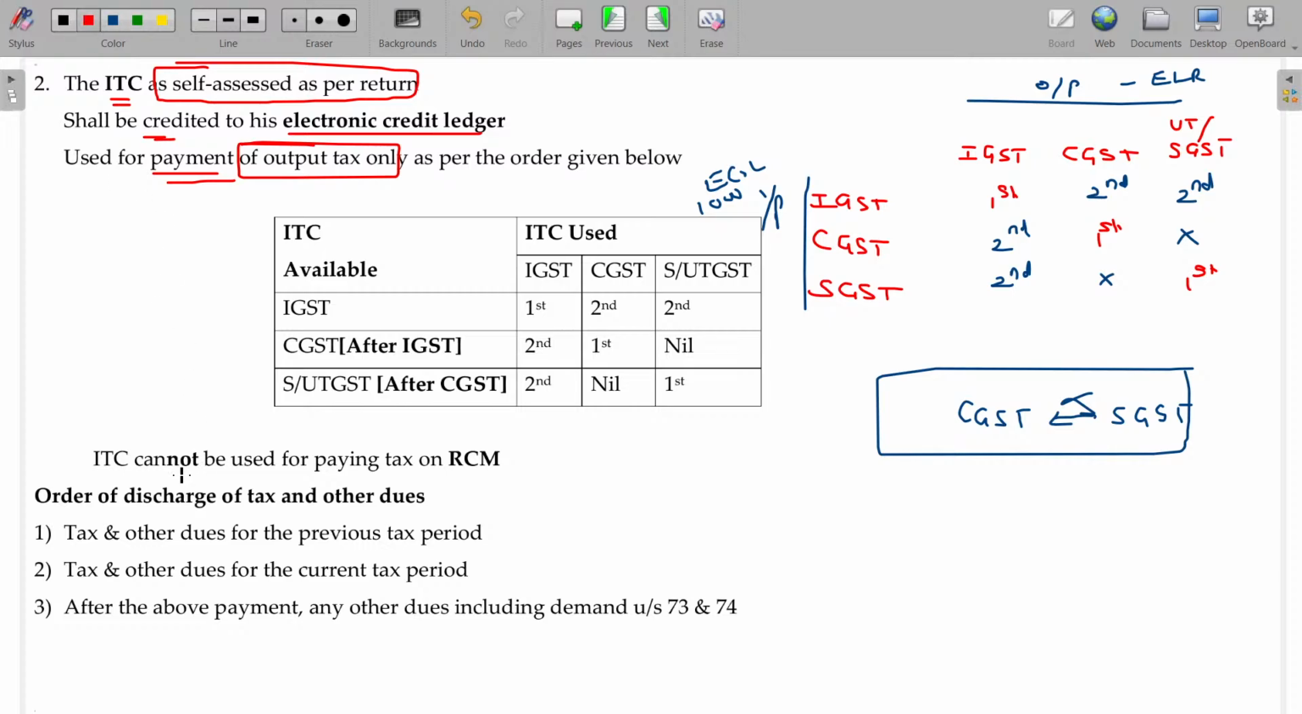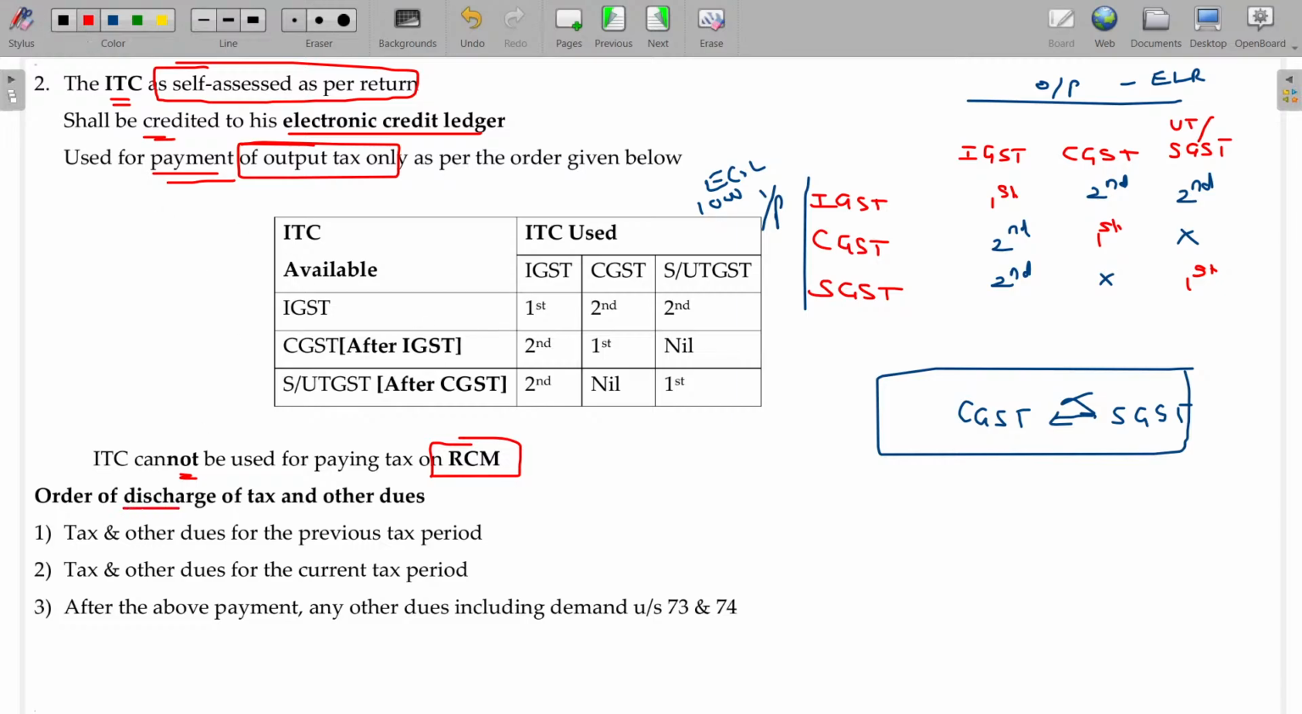So ITC cannot be used for paying on an RCM basis. Okay, ITC cannot be used. In case tax is payable under RCM, you have to pay using the electronic cash ledger only. Thereafter, you get it credited and that credit can be used for any tax payment. So, whenever it is RCM, it means not ITC; you have to use the electronic cash ledger only for RCM payment.